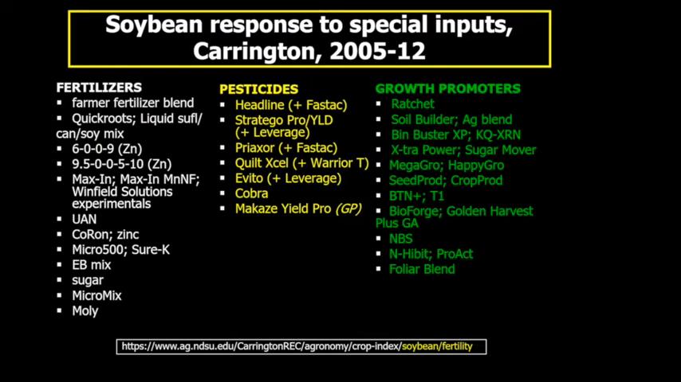As an example, this is a listing of products that we've tested at Carrington during the years displayed based on general categories: fertilizers, pesticides, growth promoters, and in a number of cases a combination of, say, growth promoters and fertilizers. If you're interested in these products, go to the Carrington Center website, go to the soybean section and then fertility, and then scroll down to find those years displayed to see the performance of these products.